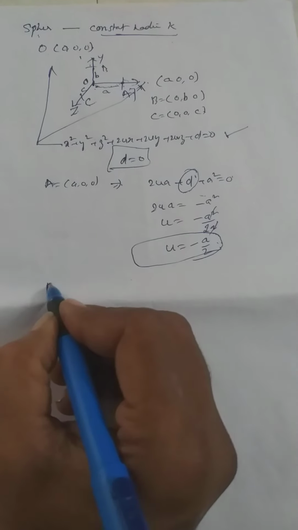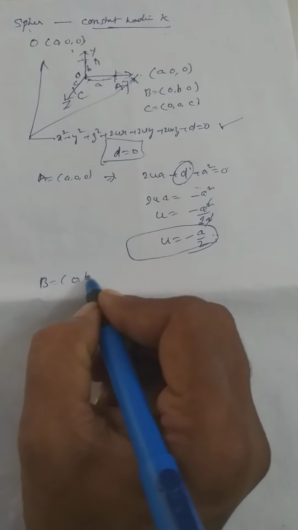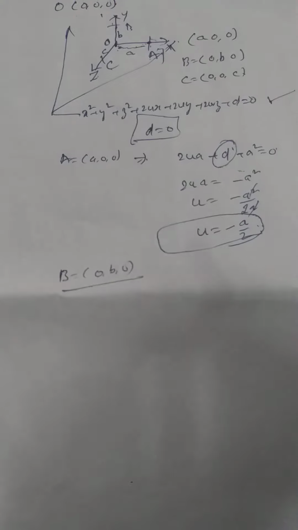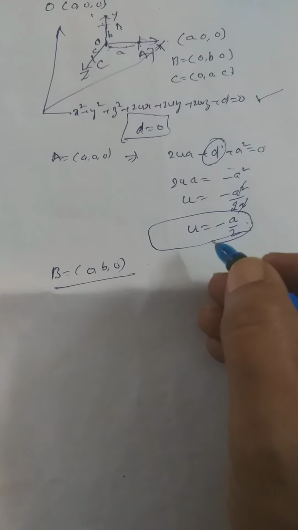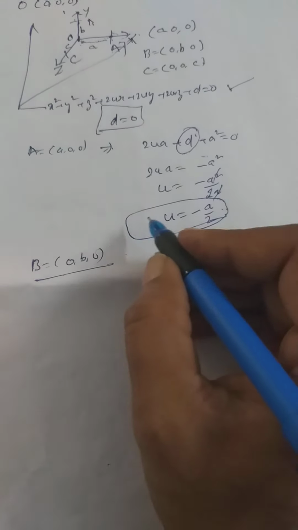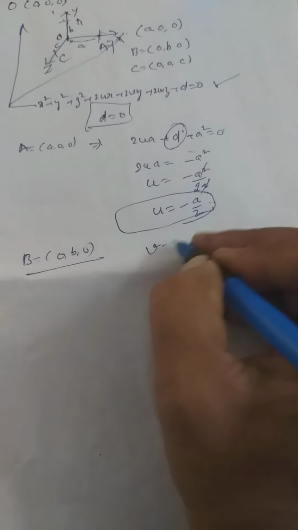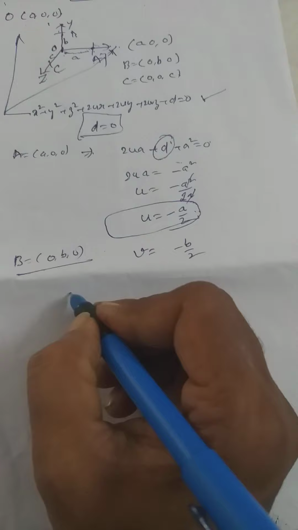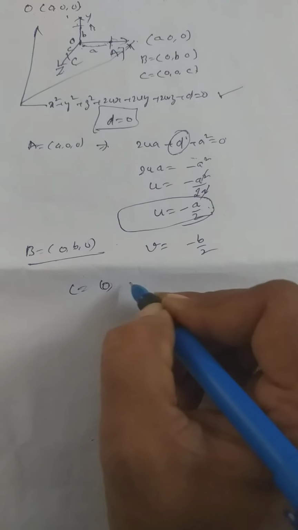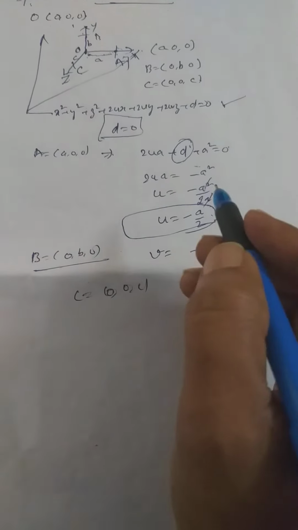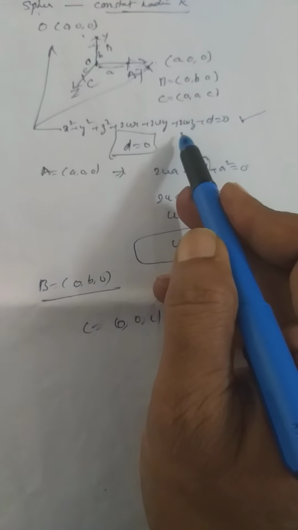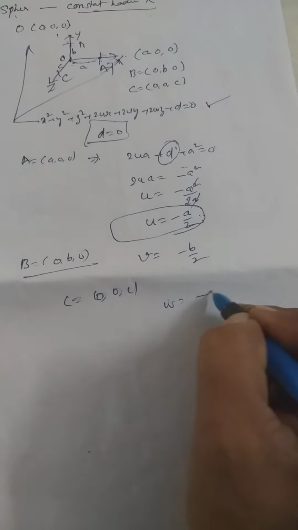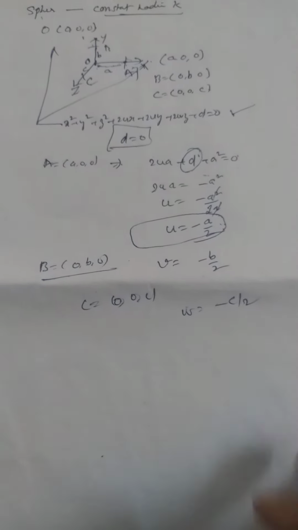Similarly, substitute the B point in equation 1, right? What are the coordinates of B here? 0, b, 0. Now if you substitute this, what will you get? In the same fashion you will get v is equal to minus b by 2. Similarly, if you substitute 0, 0, c in the given equation of a sphere, then you will get the relation w is equal to minus c by 2.